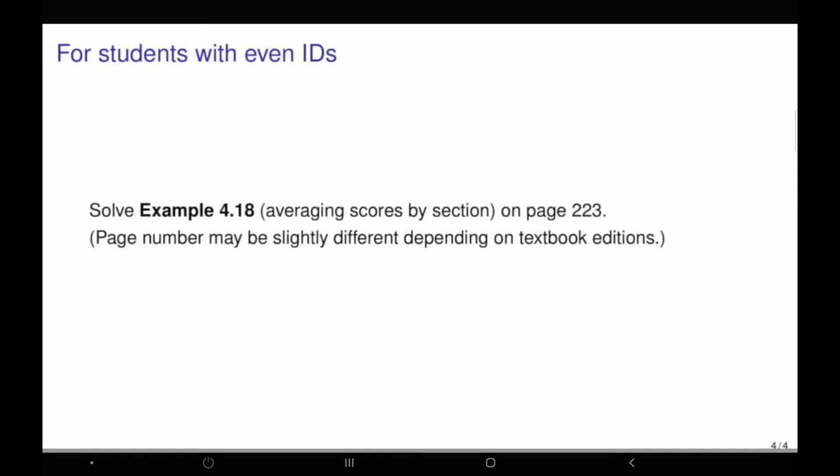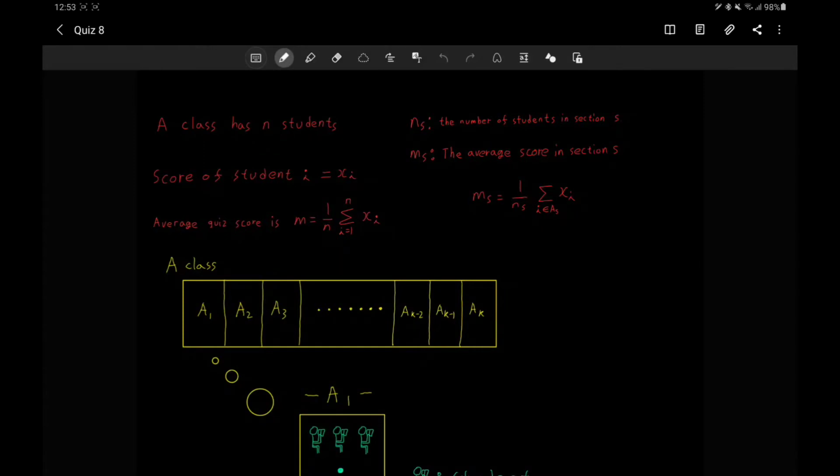Is even, so I will solve example for 18. This question is to compare whether the averaging by section is related to conditional expectations.